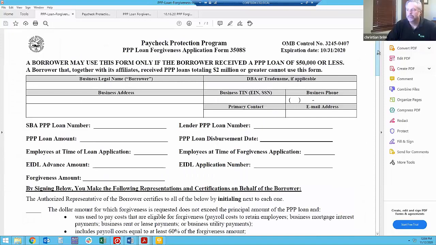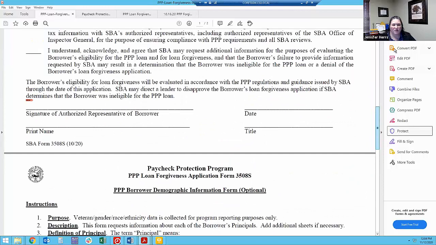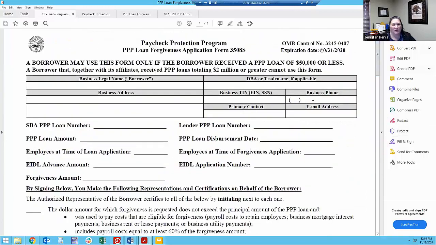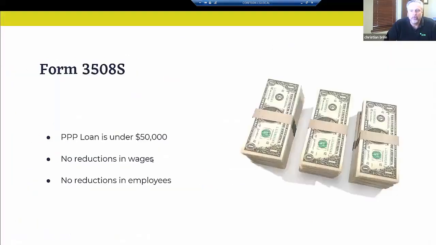This one is nice. No, you're fine. This one's always the easier one. It's under 50,000, 1 page. So to recap, it's if you haven't reduced your wages or the number of full-time equivalents. Correct. And yes. Okay. Now, does that mean you have to have the same exact employees that you had, but the same number? That's one of the big questions we get. Got it.